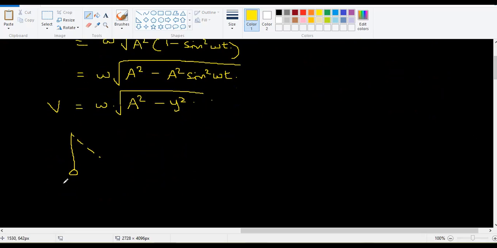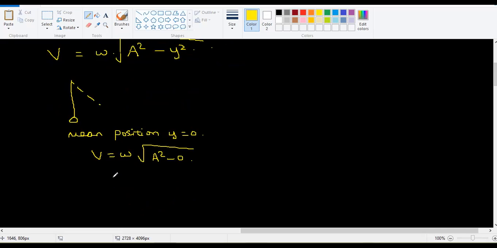In the mean position, displacement is equal to 0, which means the velocity will be maximum. Why? This will become 0. So V is equal to omega root of A squared minus 0, which is omega into A. And this is what we said, it is the maximum velocity. So the maximum velocity will appear in the mean position.